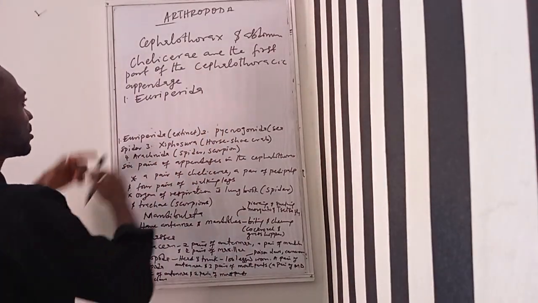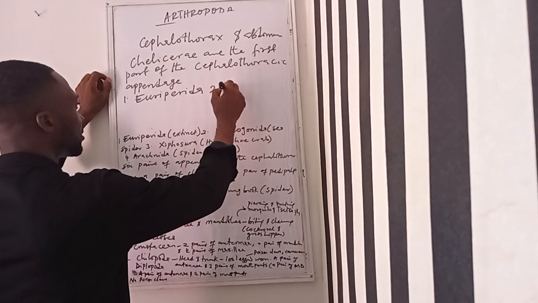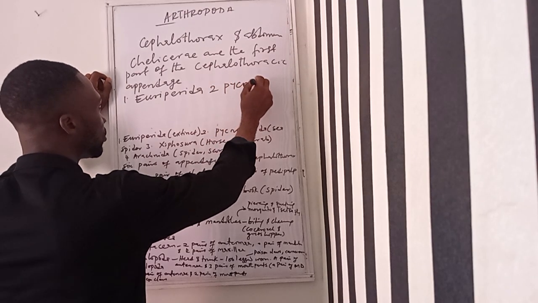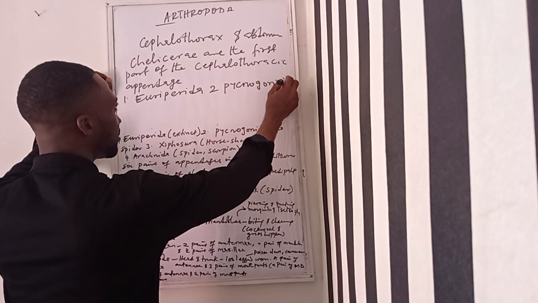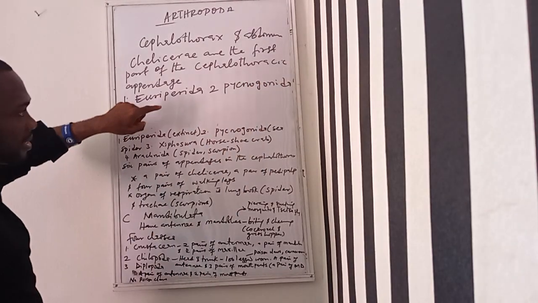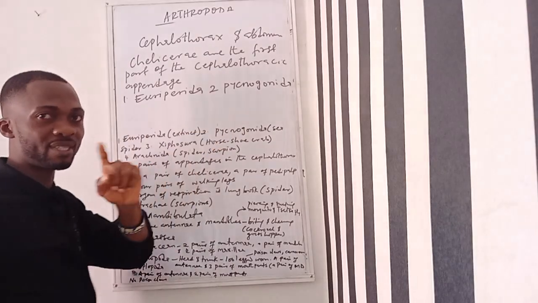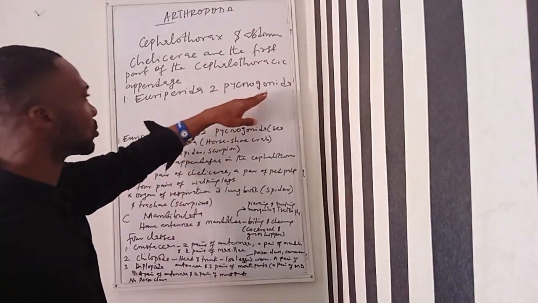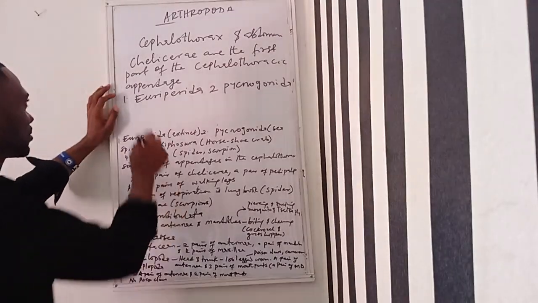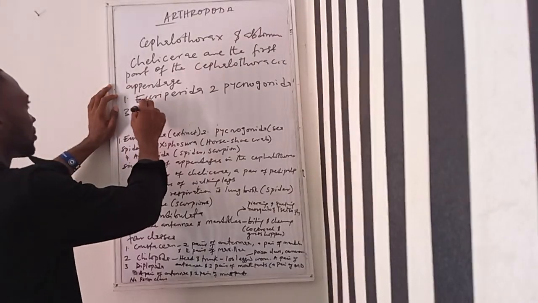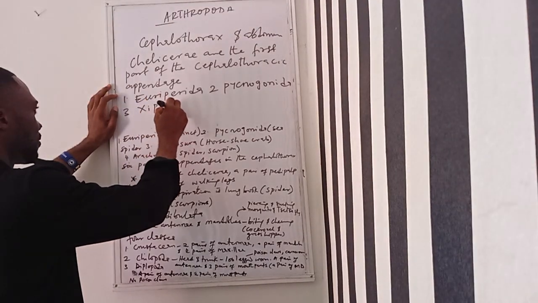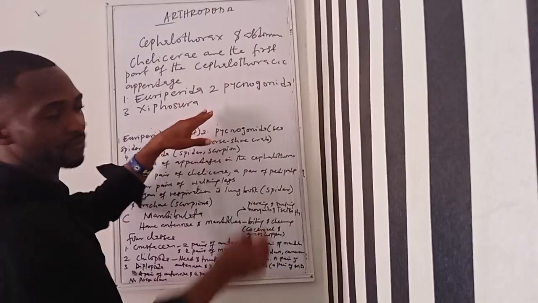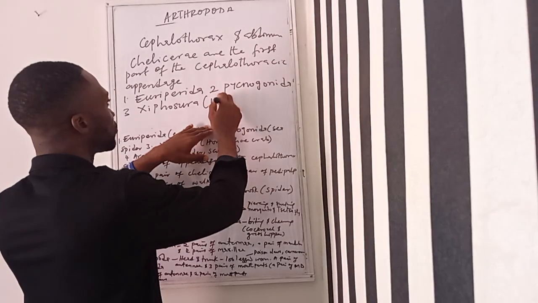Then the second class is Pycnogonida. This is where you see the spiders, but not the one you know, the sea spider. Then we have the third class called Xiphosura. Under Xiphosura, that is where you see the horseshoe crab.